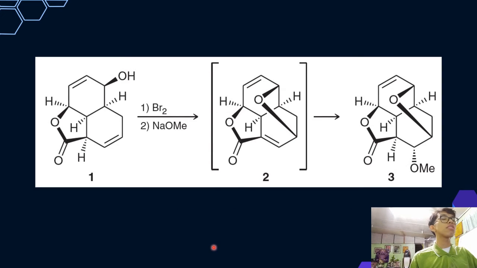So this is the compound that they're talking about. You have there your starting compound, which is treated with molecular bromine and then sodium methoxide to give this intermediate 2, and it undergoes a Michael reaction to give us 3. But we're only going to provide the mechanism that would give us this short-lived intermediate 2.